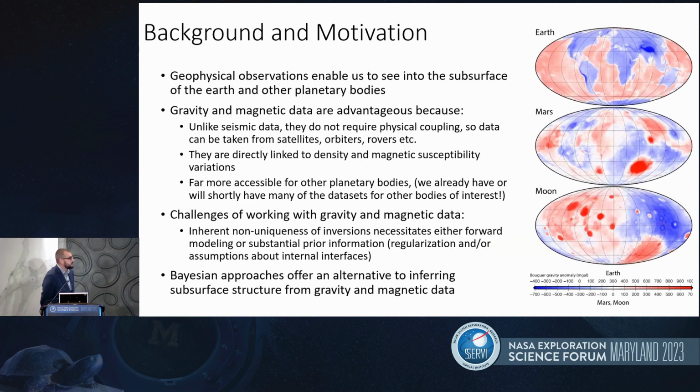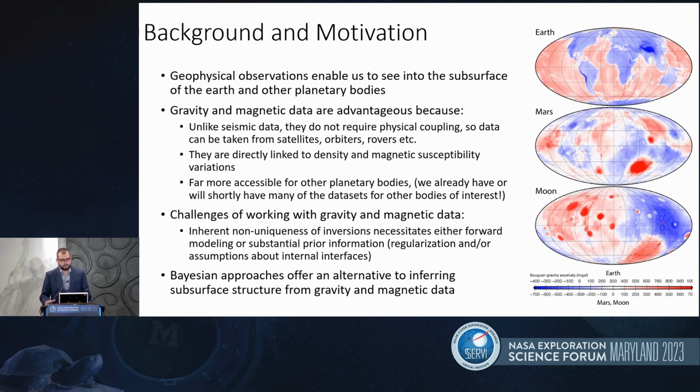So our background and motivation here, why should we care in the first place about this? I think other folks have done a pretty decent job of explaining why lava tubes matter, so I'll restrict my remarks more to why we would care about potential field data. Unlike seismic data, we do not require physical coupling with the planetary body in question. So data can be taken from satellites, orbiters, rovers, etc. We've already done this on the Earth, and Mars, and the Moon, as you can see in that figure on the far right.